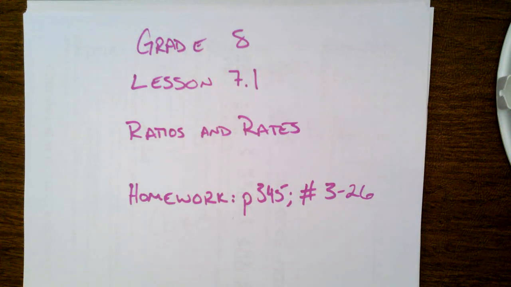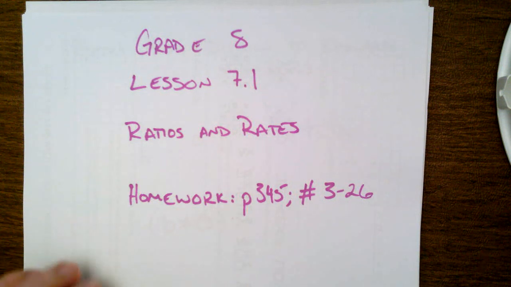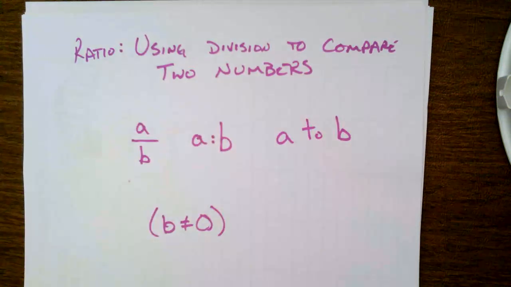Hello, 8th grade math. We're here to do lesson 7.1, ratios and rates, found on page 343 in your textbooks. I encourage you to please open your textbooks and follow along with me. Your homework here is going to be page 345, numbers 3 through 26, but I'll come back to that at the very end. I'll give that to you again.